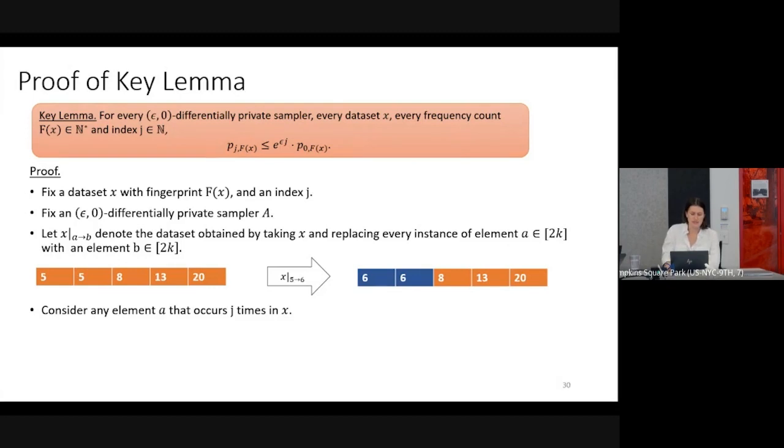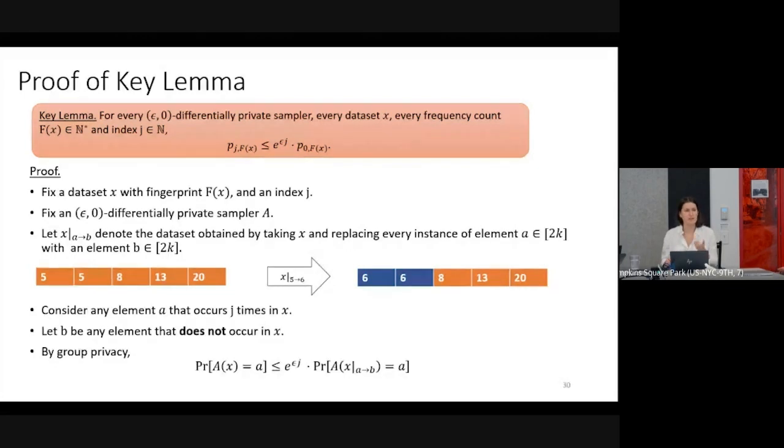Okay, so let's take any element that occurs j times in x, and let b be some element that does not occur in x. All right, so by group privacy, we know that replacing j occurrences, or j people's entries, will give us a factor of e to the epsilon j in terms of the probability of releasing that item. So the probability of releasing item A in the left data set is at most e to the epsilon j times the probability of releasing A when there's no A in the data set anymore.